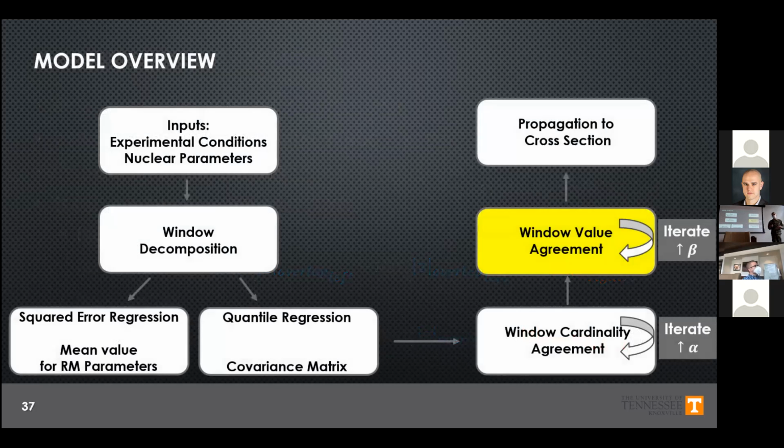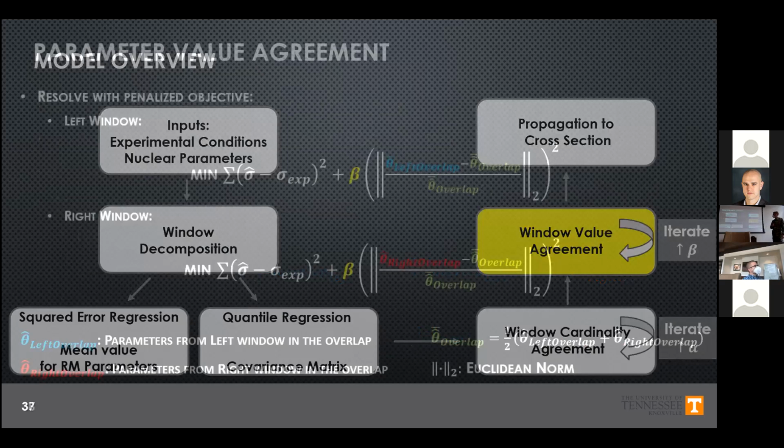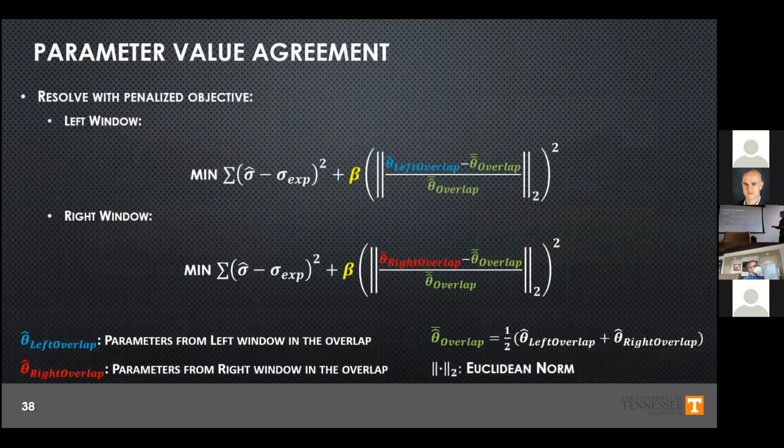So now that the windows have agreed on how many resonances are in those overlaps, we need the windows to agree on the values for those resonances as well. And this is now our parameter value agreement. So again, same squared error term you guys have seen, but now we're going to penalize based on the disagreement in the values for the parameters for the resonance.